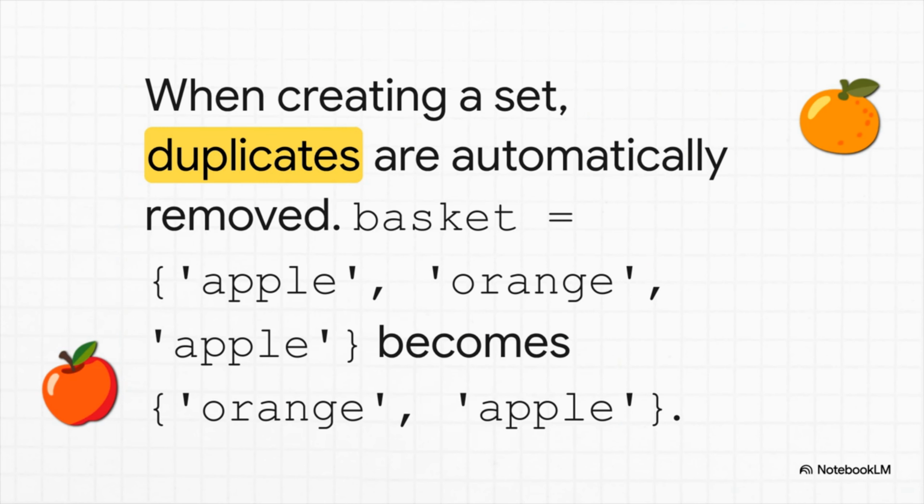And check out how simple this is. If you try to create a set with duplicates, like we're doing here with 2 apple strings, the set just ignores the extra one. It automatically makes sure that everything inside is unique. This is so good for things like, say, getting a list of all the unique visitors to a website.